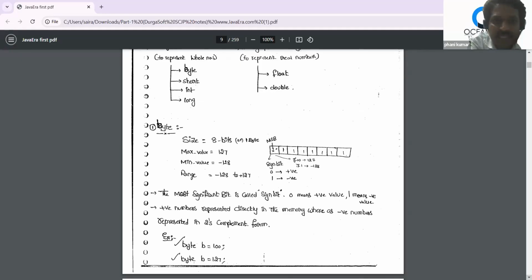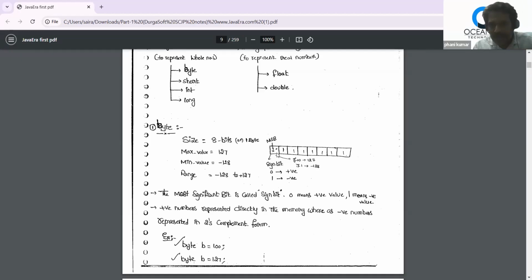For example, if I am explaining the byte data type, here I am mentioning that the size of the byte data type is 1 byte. It takes 1 byte of memory. 1 byte means 8 bits. It should be on the screen now. So the size of the byte data type is 1 byte, that means the size is 8 bits.